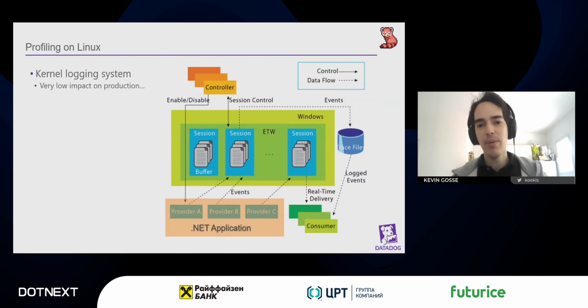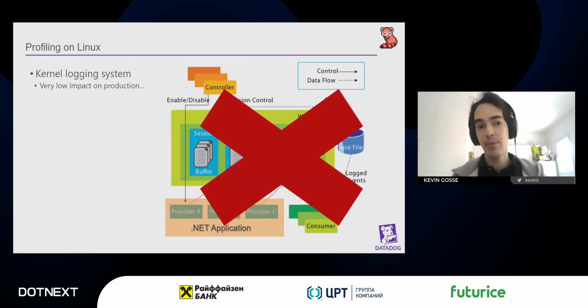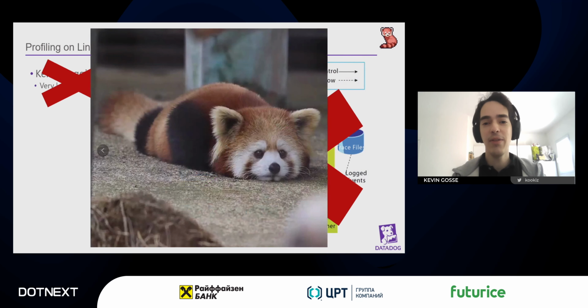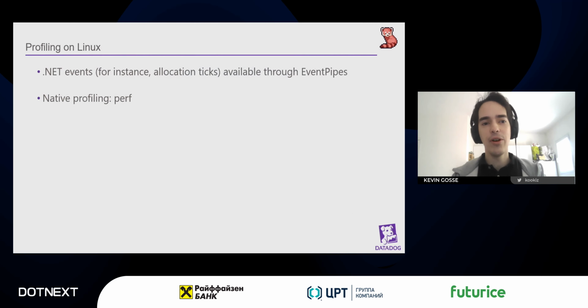So why have a part dedicated to Linux? Because you may remember this slide from Christophe's part, and on Linux you don't have ETW, and you don't have the kernel logger. That's how you may feel at first if you want to do some profiling. But fear not, because there are alternatives. For all the .NET events, such as allocation ticks that are needed to write a memory profiler, you can get them through event pipes, and it works just as well as ETW.